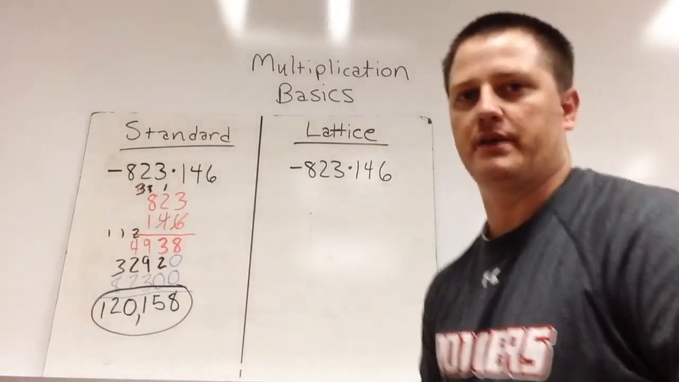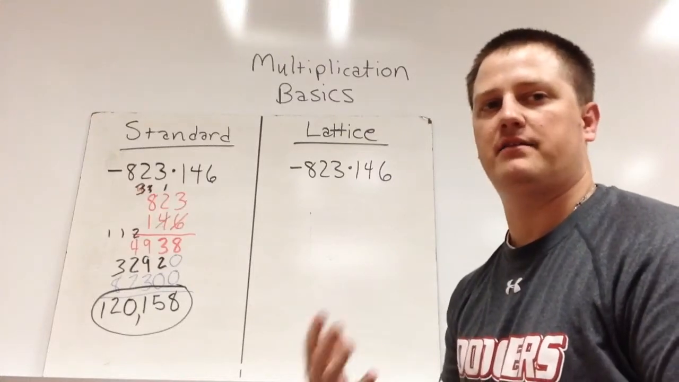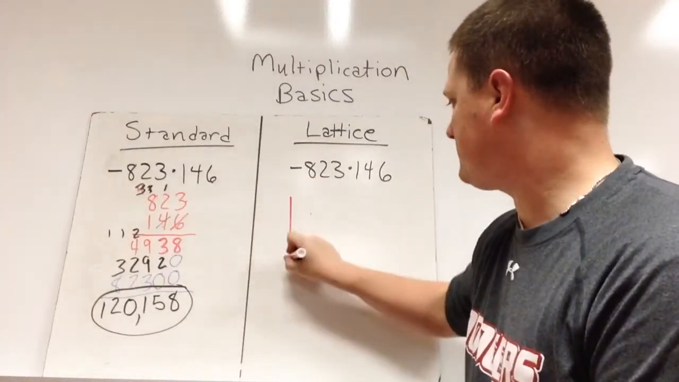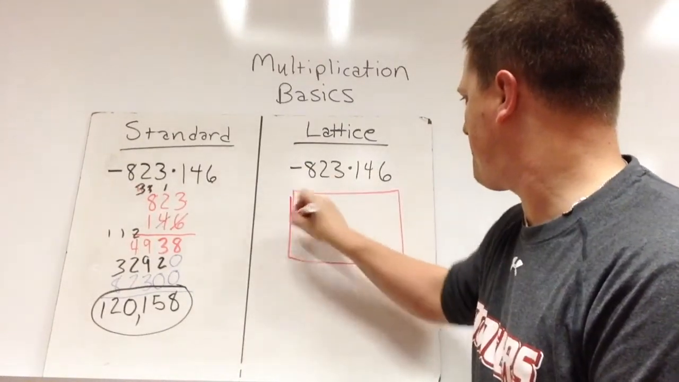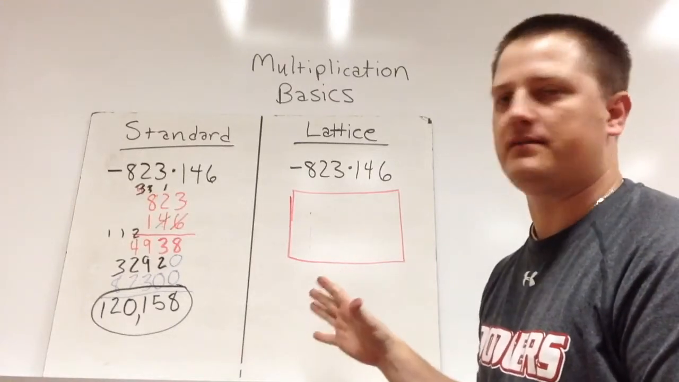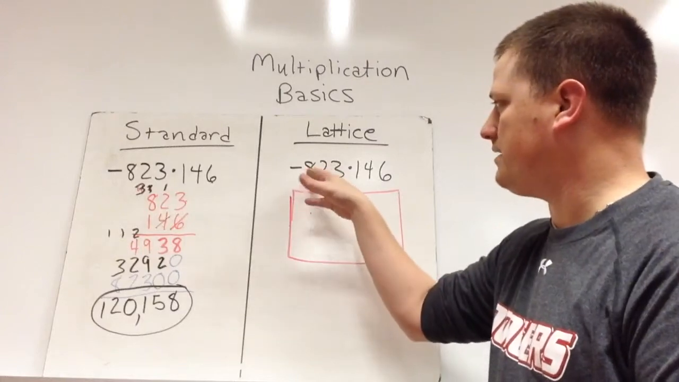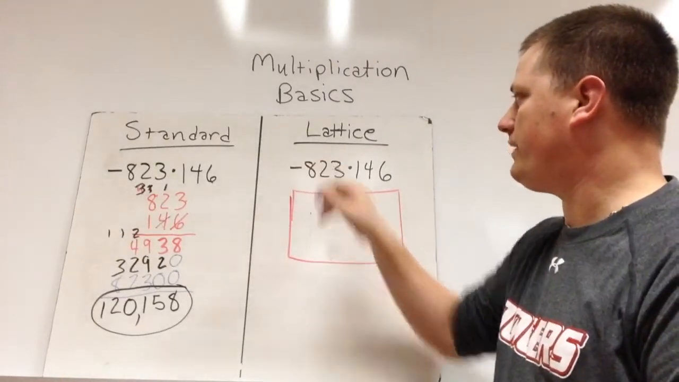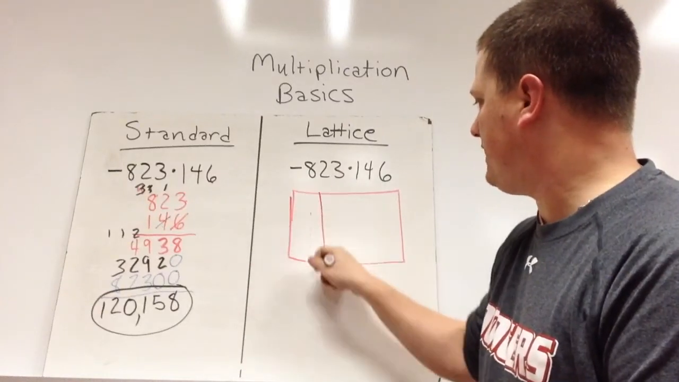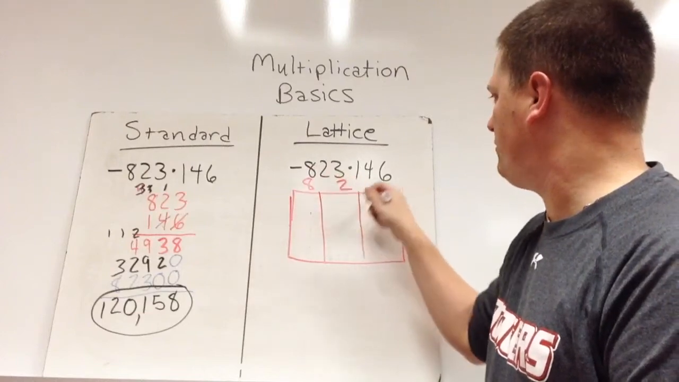There's another way to do this, which can sometimes be simpler to some people. I want you guys to try it and see what you can do. What we do is we make a box. And for this box, we cut it into pieces based off of the number of numbers we have, or the number of place values we have. So 823 is going to be along the top. We're going to break it into 3 sections. An 8, a 2, and a 3.